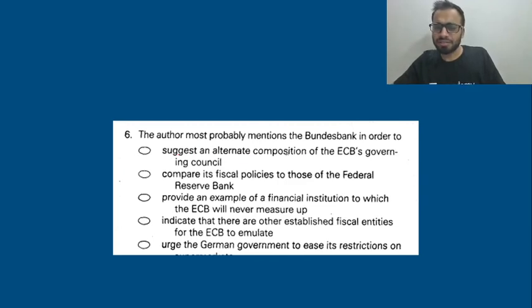Suggest an alternative composition of the ECB's governing council. Compare its fiscal policies to those of Federal Reserve Bank. Provide an example of a financial institution to which the ECB will never measure up. Again, strong word. Indicate that there are other established fiscal entities for the ECB to emulate. Urge the German government to ease its restrictions.